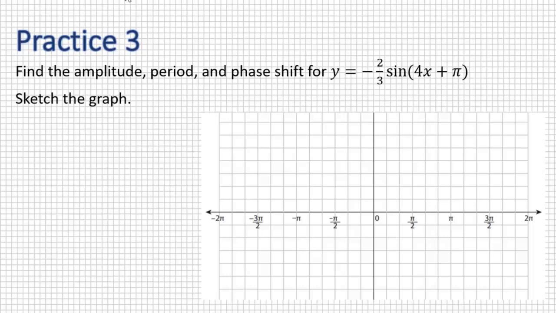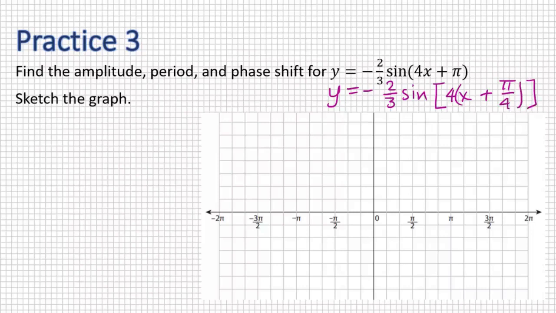Here we have y is equal to negative 2/3 sine 4x plus pi. Right away, we've hit one of those issues where we have not yet factored out b from both terms. So we'll write this as y is equal to negative 2/3 sine, and then factor out the coefficient for x, the 4, from both the 4x and the pi. 4x divided by 4 leaves us with x, pi divided by 4 leaves us with pi over 4.